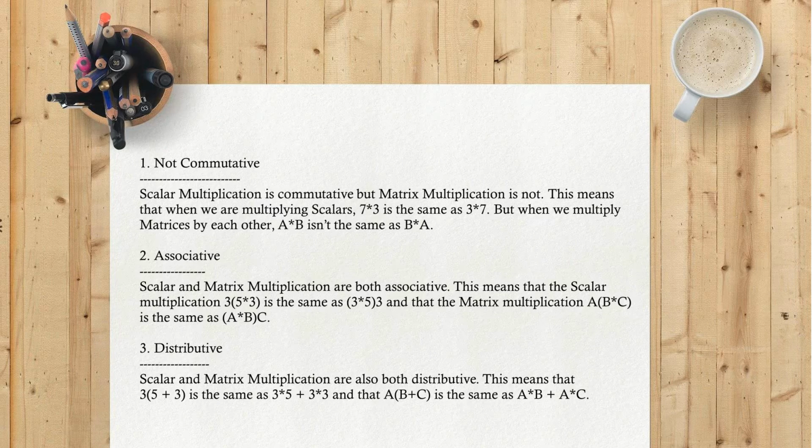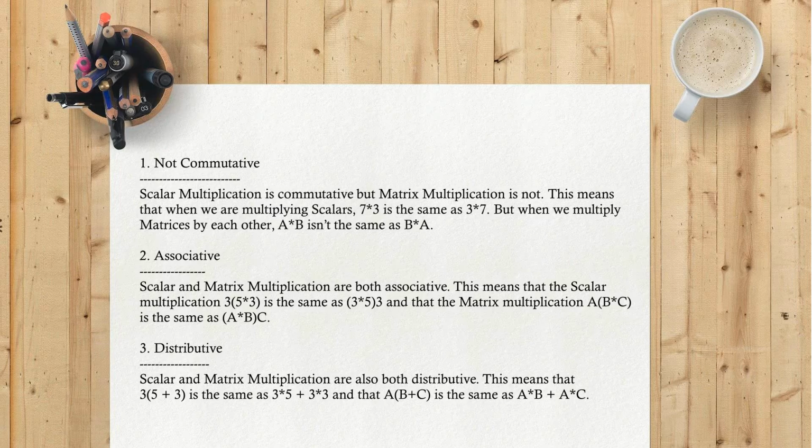2. Associative. Scalar and matrix multiplication are both associative. This means that the scalar multiplication (3 * 5) * 3 is the same as 3 * (5 * 3), and that the matrix multiplication (A * B) * C is the same as A * (B * C).